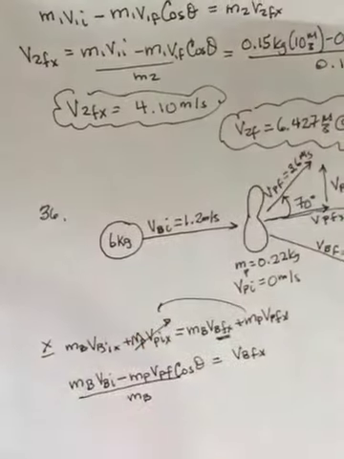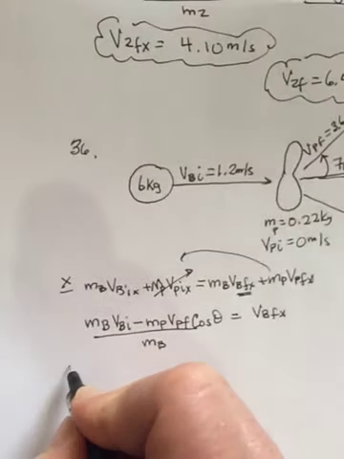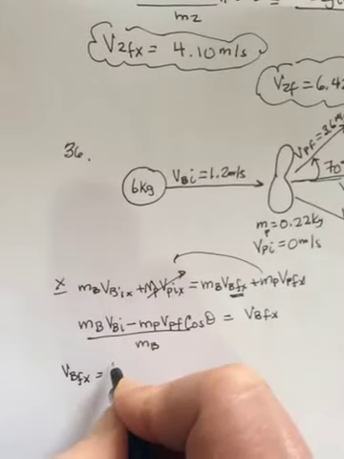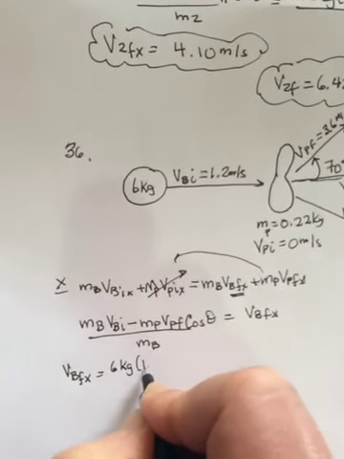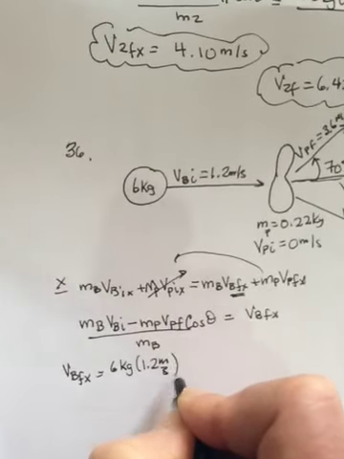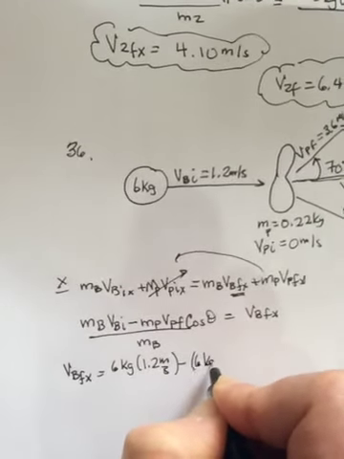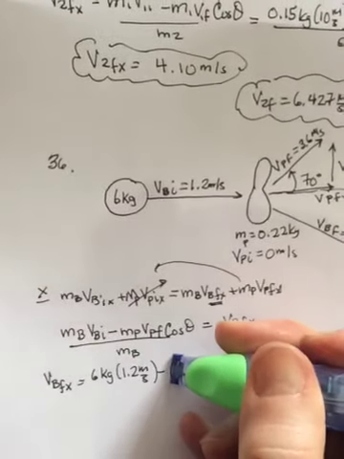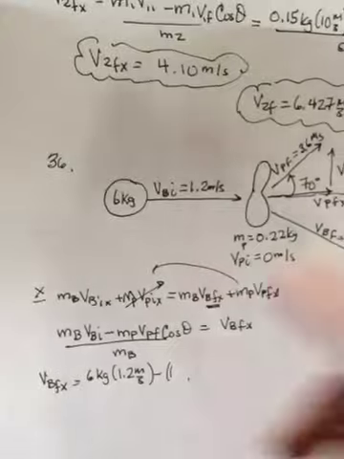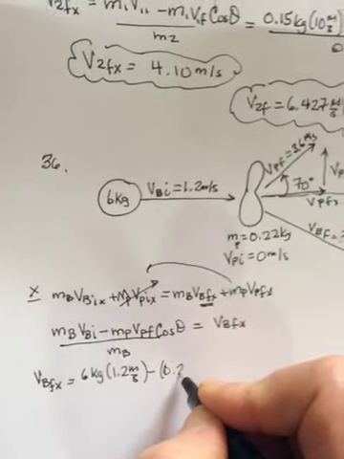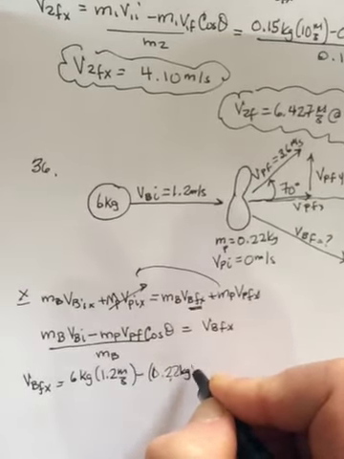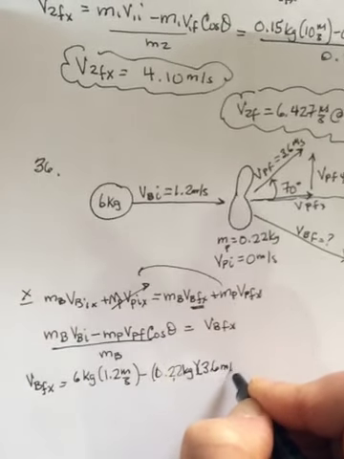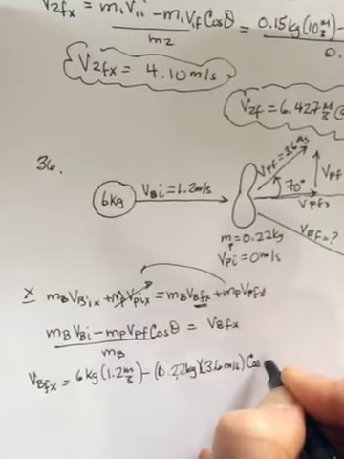Okay, so now fill our numbers in. So V of the ball, final x is equal to M of the ball, 6 kilograms, times 1.2 meters per second, minus, nope, that is not 6 kilograms because that's the pin, minus 0.22 kilograms times final pin was 3.6 meters per second, and it's cos of 70.